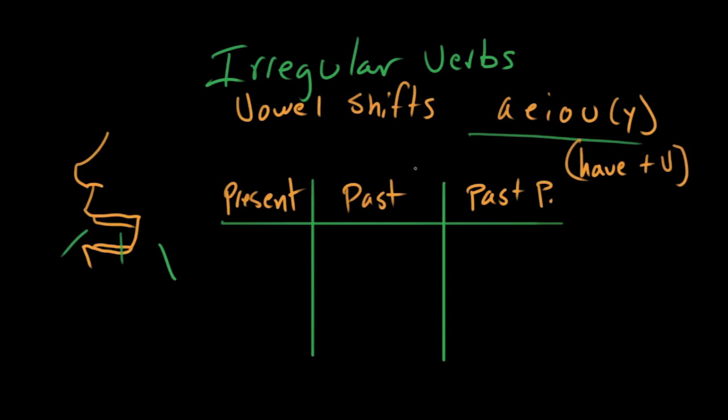Now, in most cases, with most regular verbs, the past perfect and the past form are the same thing. But in some very rare cases, and that's why we're talking about these, they're different. And let's begin with the first one. In the present tense, we say, I sing. In the past tense, we would say, she sang. And in the past perfect, you would say, they have sung.